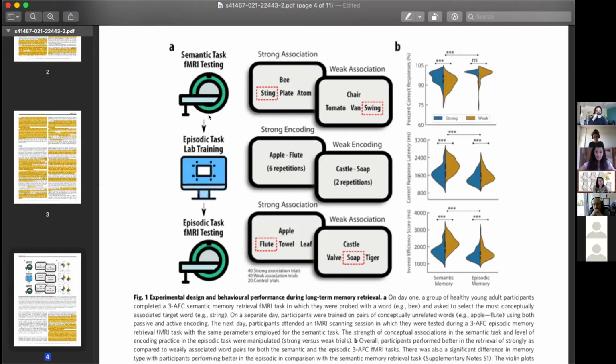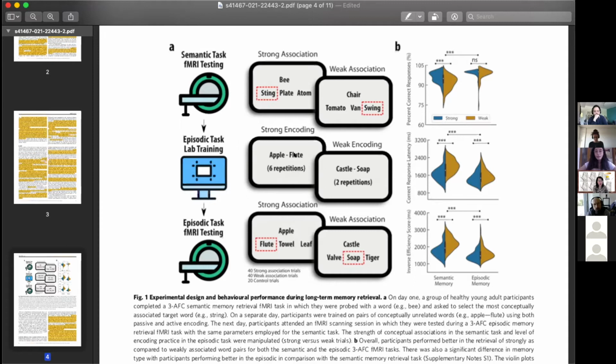And then after this semantic task fMRI testing, they went through lab training. So outside the fMRI scanner, they trained the episodic memory associations, both with a passive and an active approach. In the passive approach, the participants were shown pairs of words that are not semantically related, such as apple and flute.